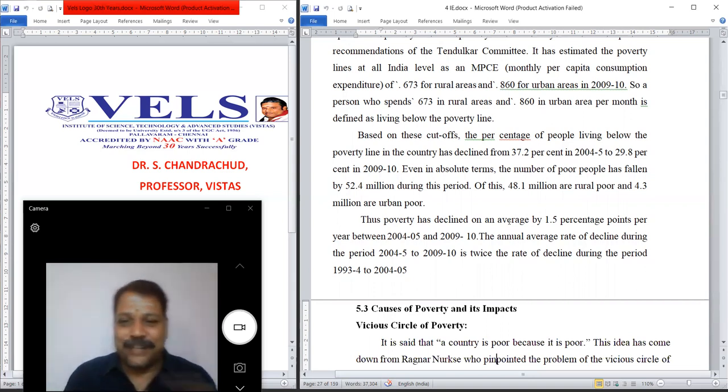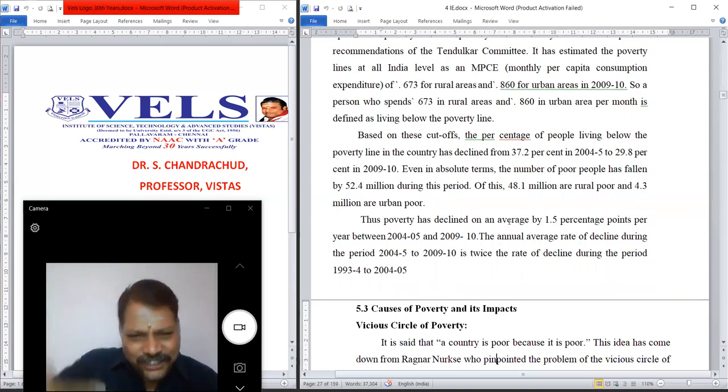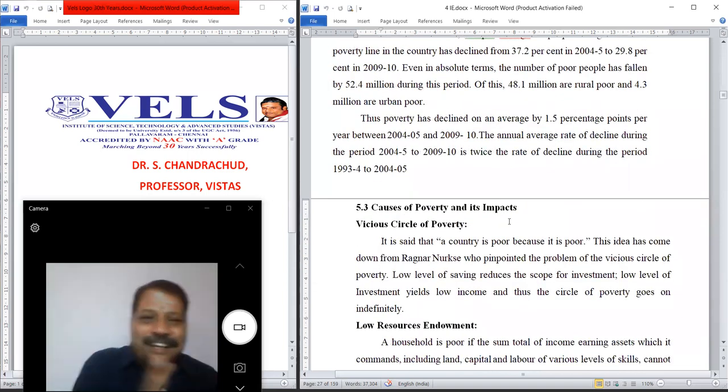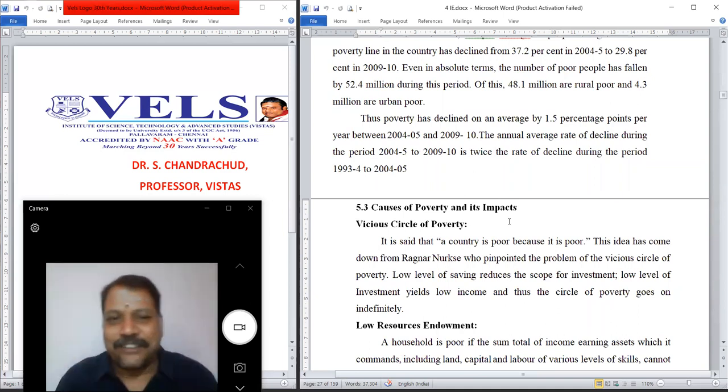When we compare the period 93 to 2004 and 2004 to 2009, the reduction in the poverty line is 1.5% per year. So this is the current state of the poverty line.